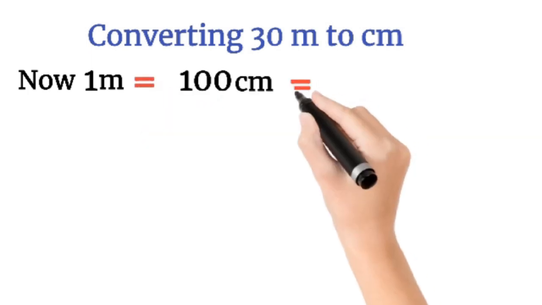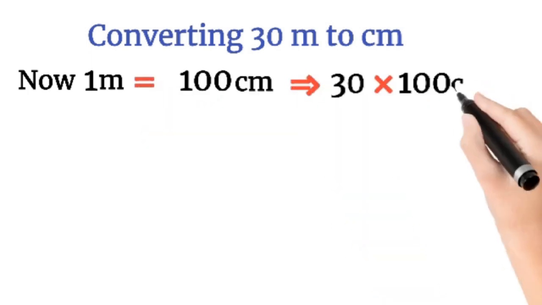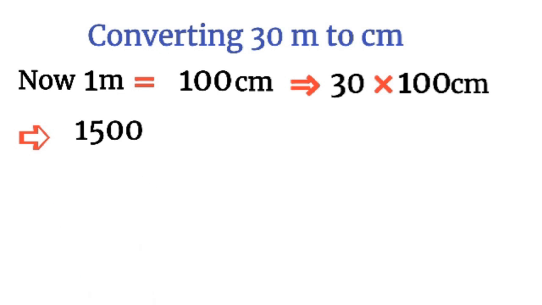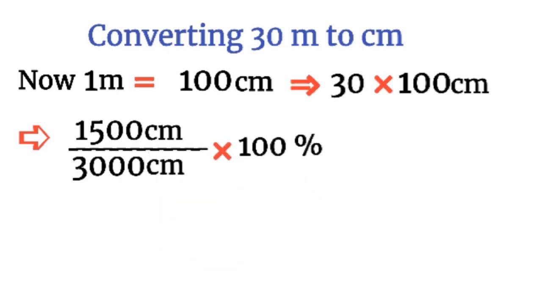We are also converting 30 meters to centimeters to check whether we will get the same answer. The 1500 centimeters to meters, we got 50%. In this case, we must get 50% as an answer. If you don't get 50%, it is wrong.